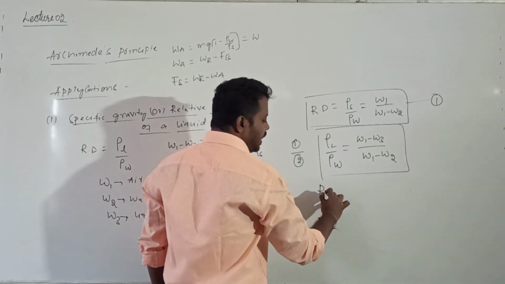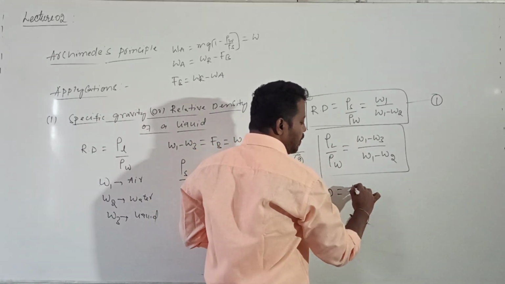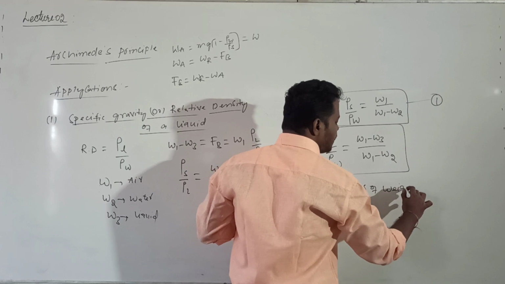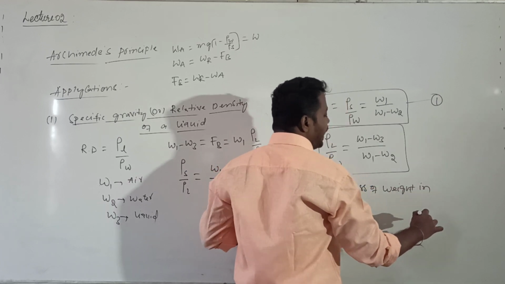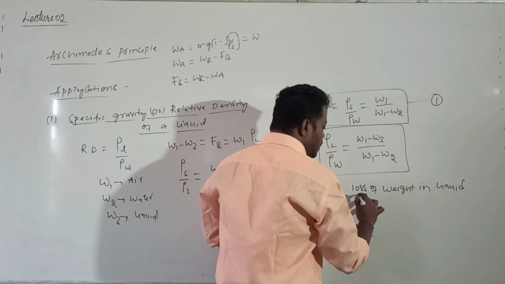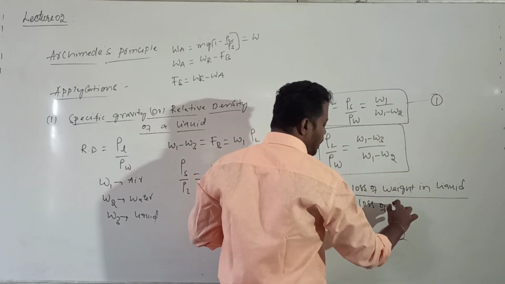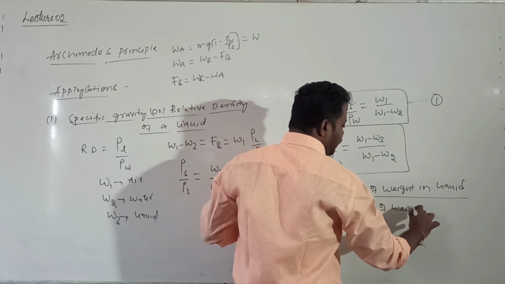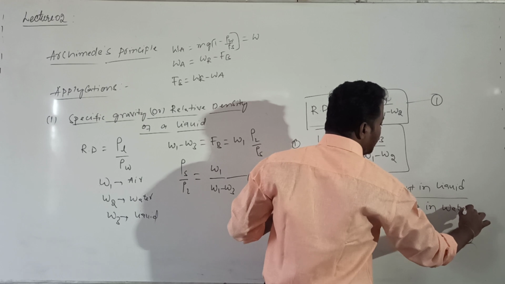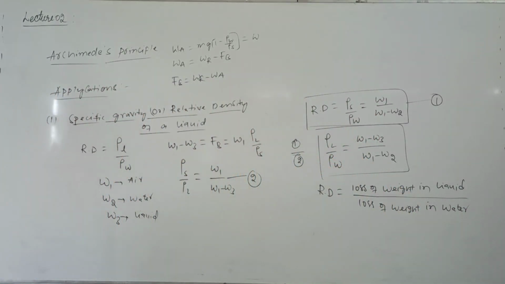The relative density of the given liquid can also be defined as, what is W1 minus W3? The loss of weight in liquid, divided by which one? Divided by the loss of weight in water. So this ratio will give us the relative density.